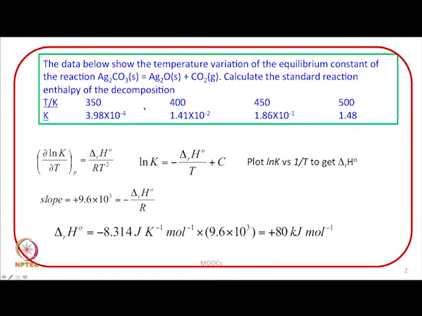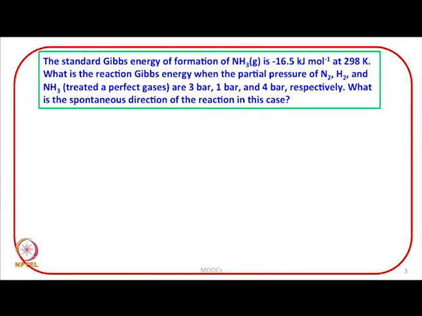So this is in accordance with Le Chatelier's principle. Since the K value is increasing with temperature, the reaction must be endothermic, and that's what we found out. Now let us discuss another type of question.